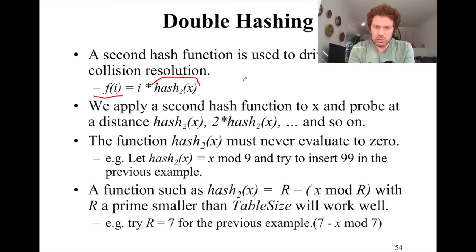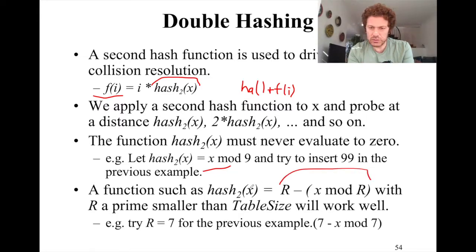So I have this hash function, x plus i times hash2. If hash2 is always zero, then basically I am not advancing at all. I got stuck at that location, so it is an infinite loop. You cannot survive from it. It's very bad. So we understand that it should never evaluate to zero. Here is a good and popular function for you: r minus x mod r, given x, where r is a prime smaller than the table size.